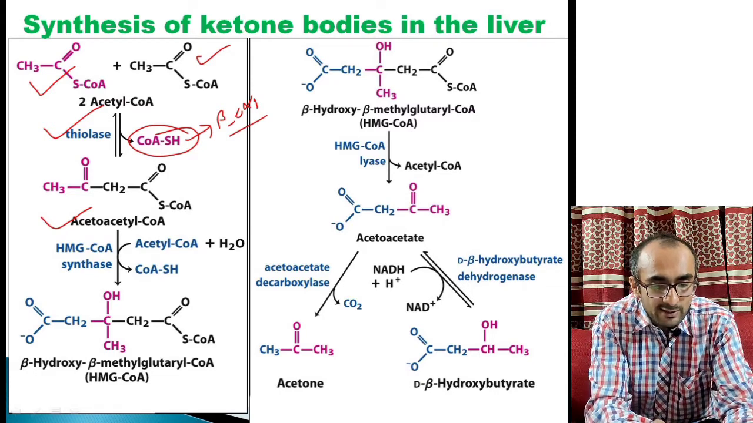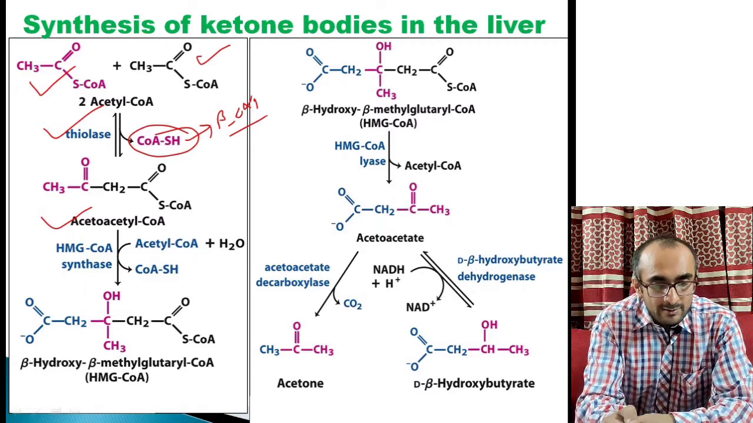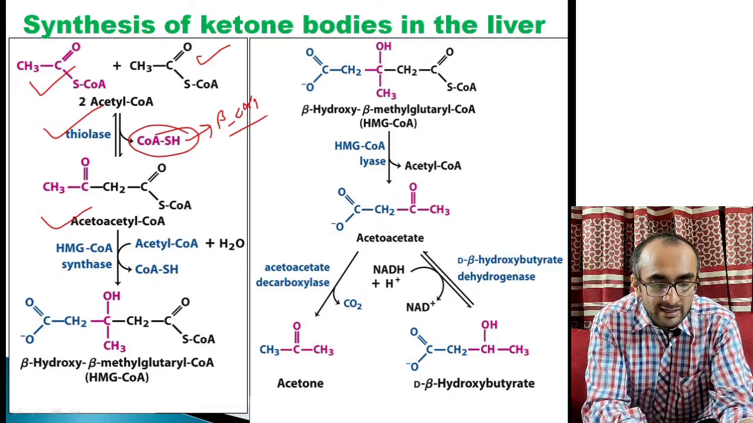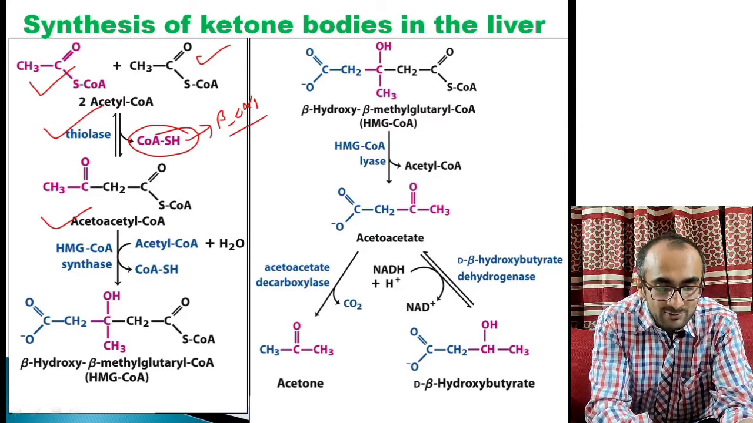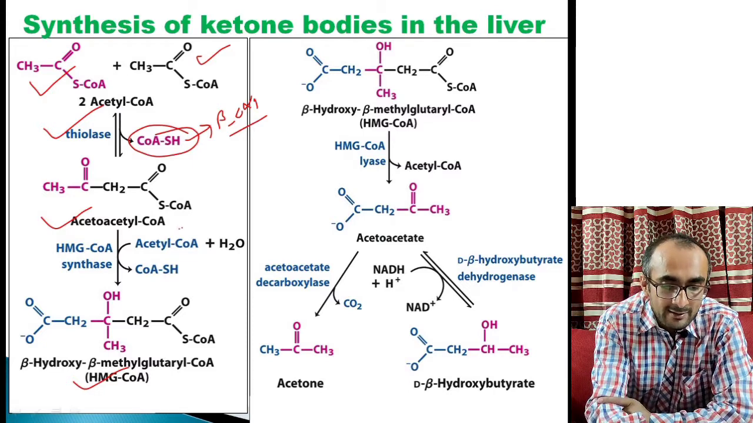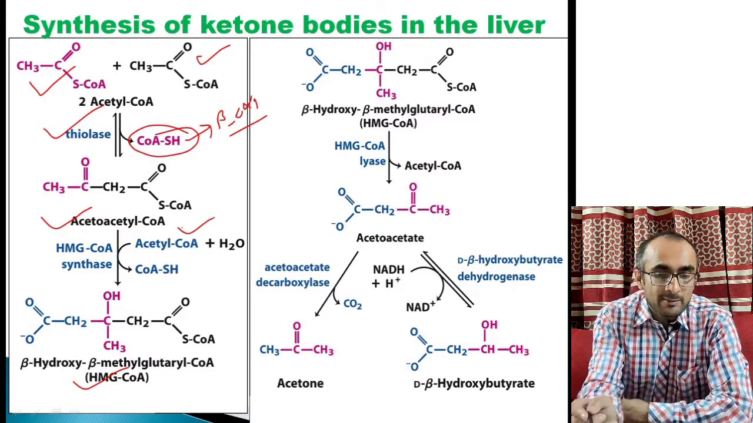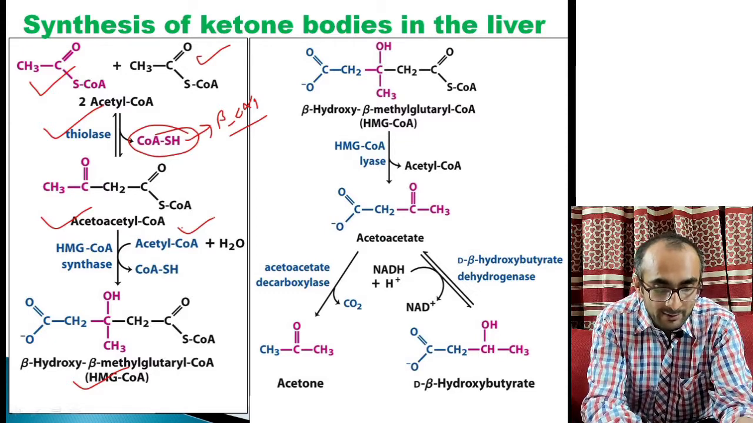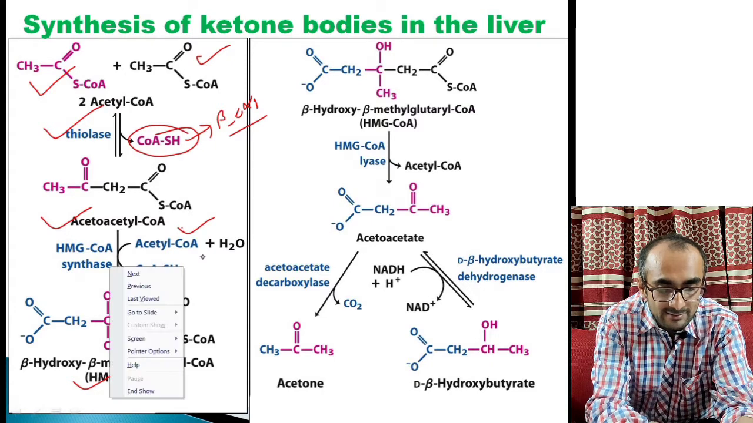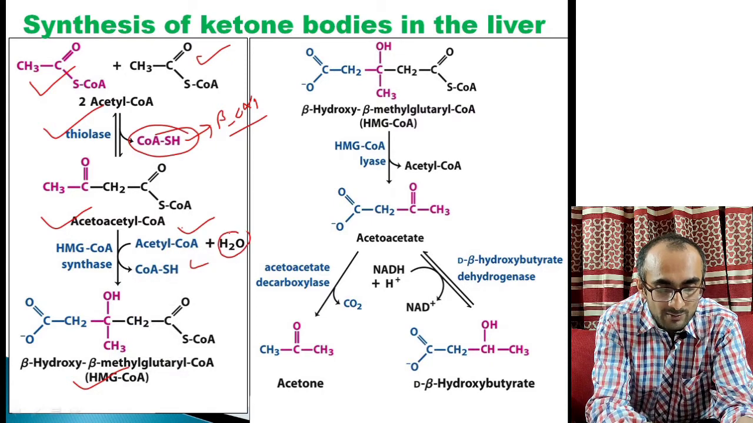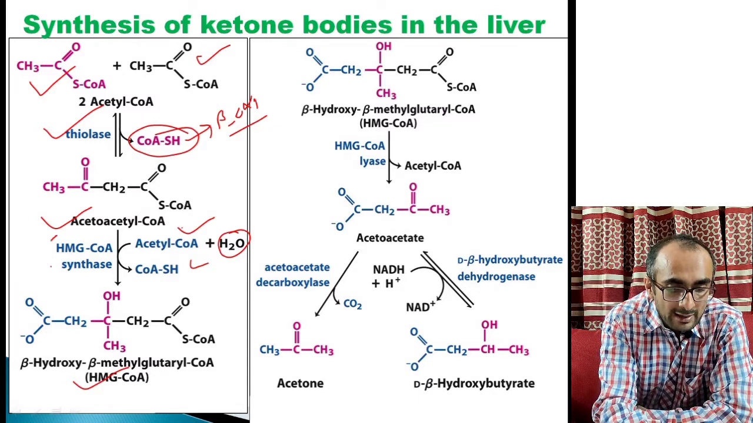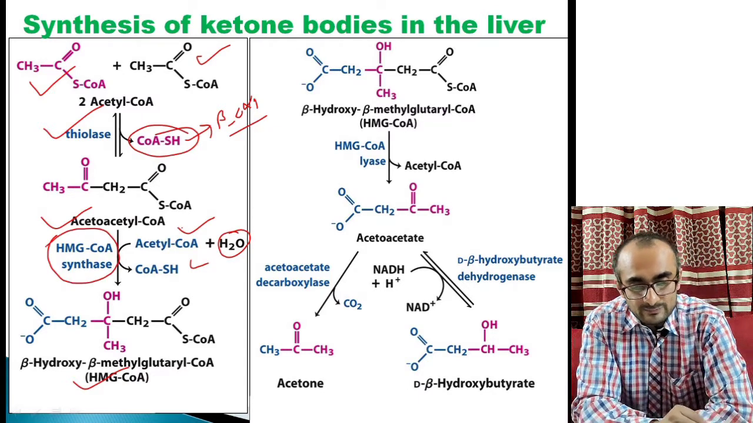Now this acetoacetyl coenzyme A is used for synthesis of beta-hydroxy-beta-methylglutaryl coenzyme A, in short HMG coenzyme A, where a third molecule of acetyl coenzyme A reacts with acetoacetyl coenzyme A and forms HMG coenzyme A. At the same time another molecule of coenzyme A is also released, and this reaction also uses one water molecule.